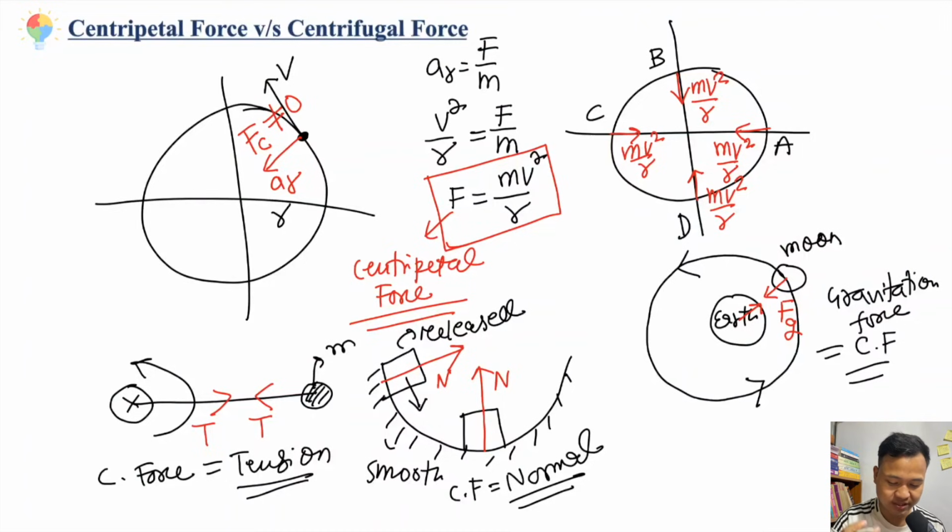Okay, these are examples. The centripetal force for circular motion comes from some external factor. For example, tension, normal force, or gravitational force. Okay, so these are the centripetal force. Now, what is called centrifugal force, as opposed to centripetal?